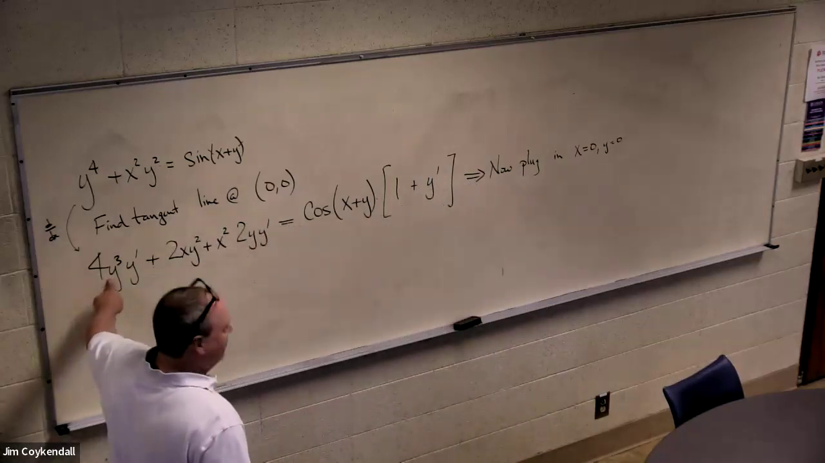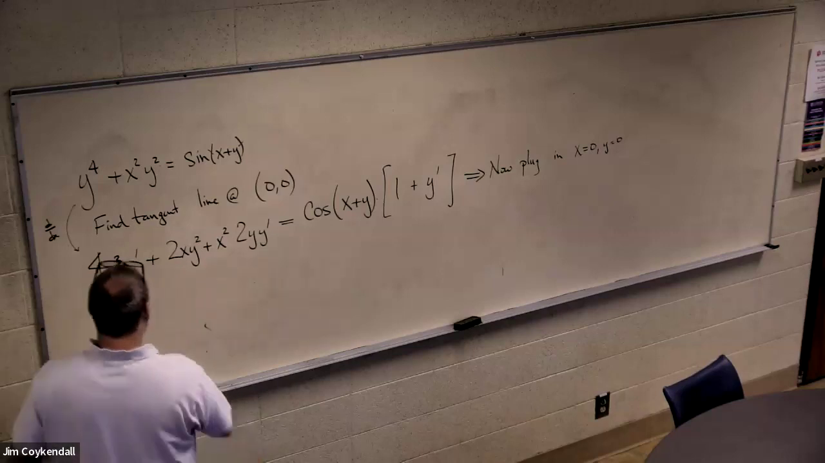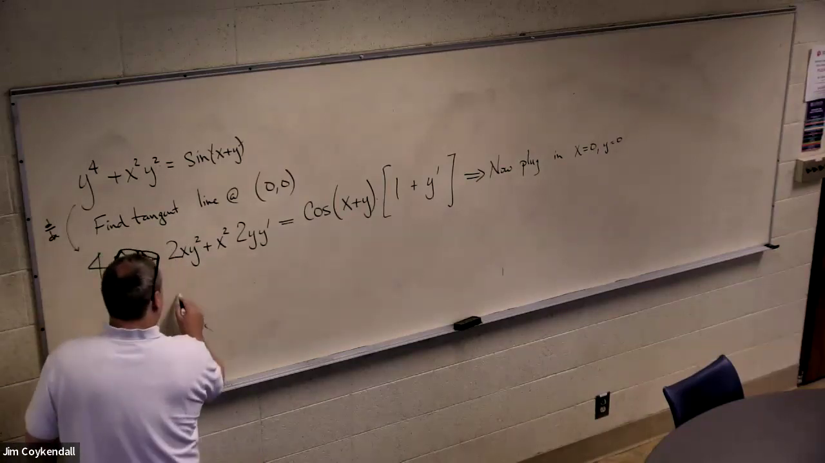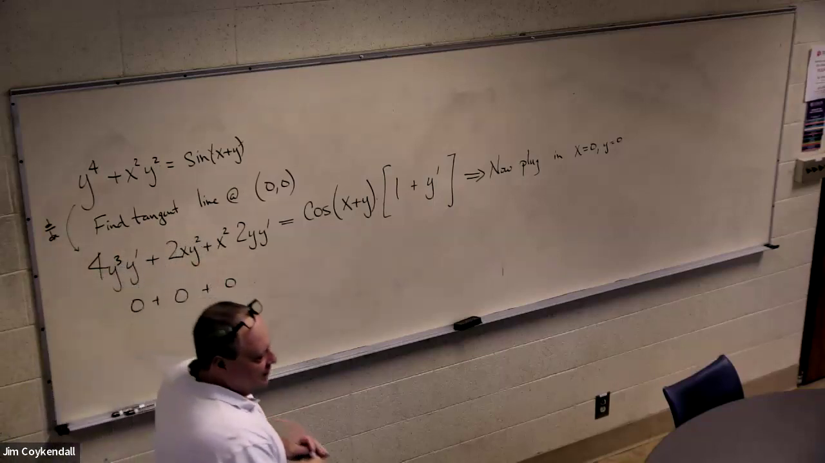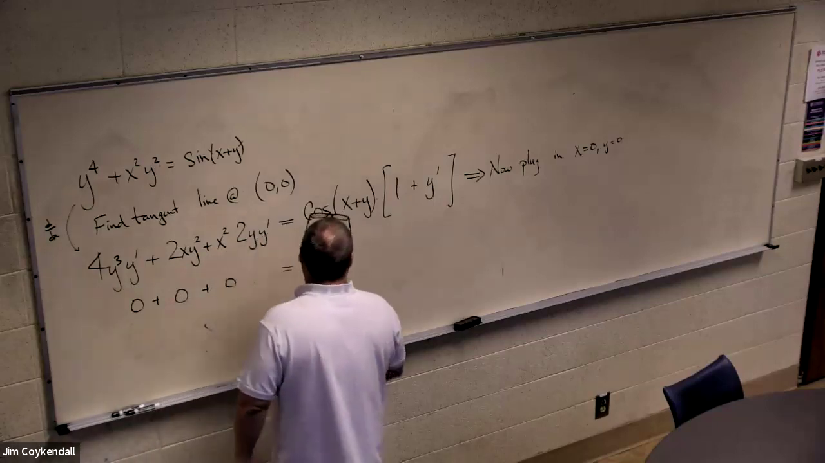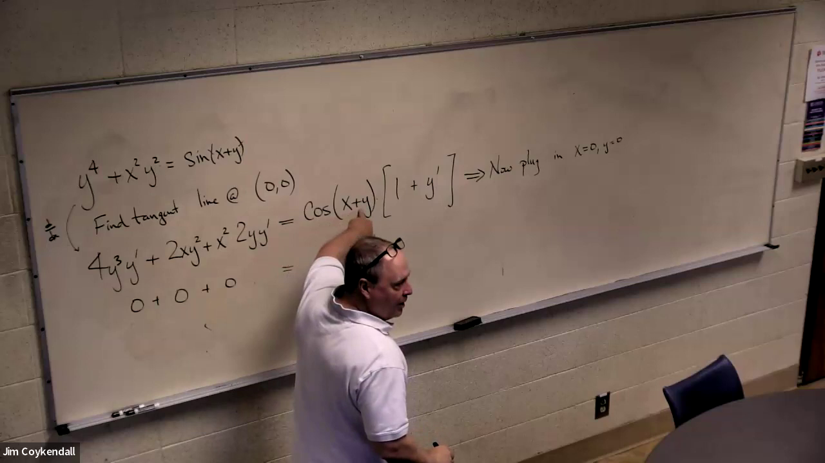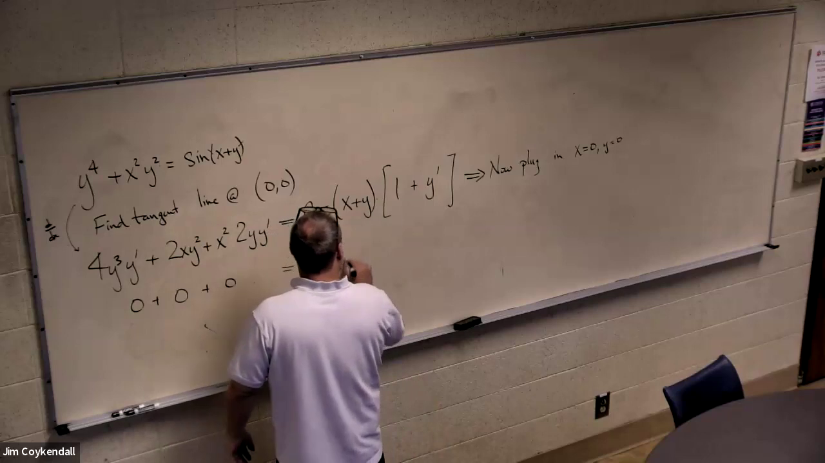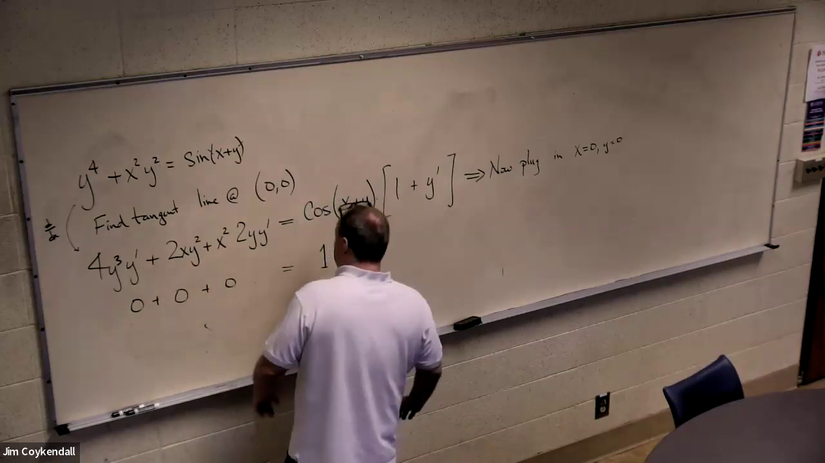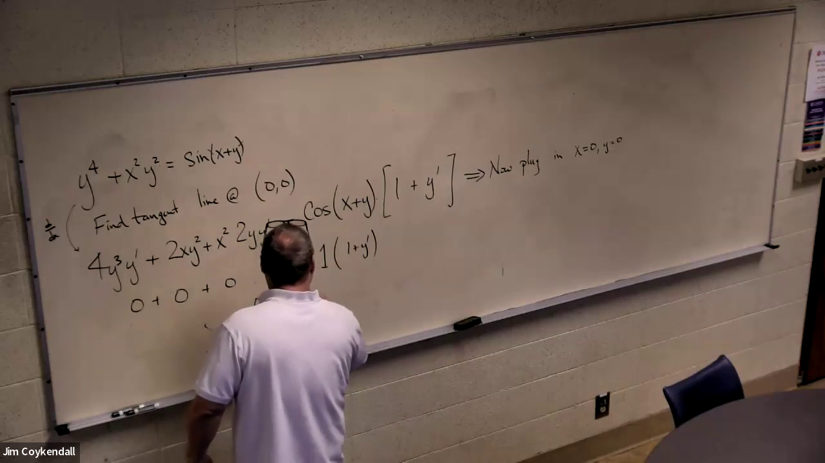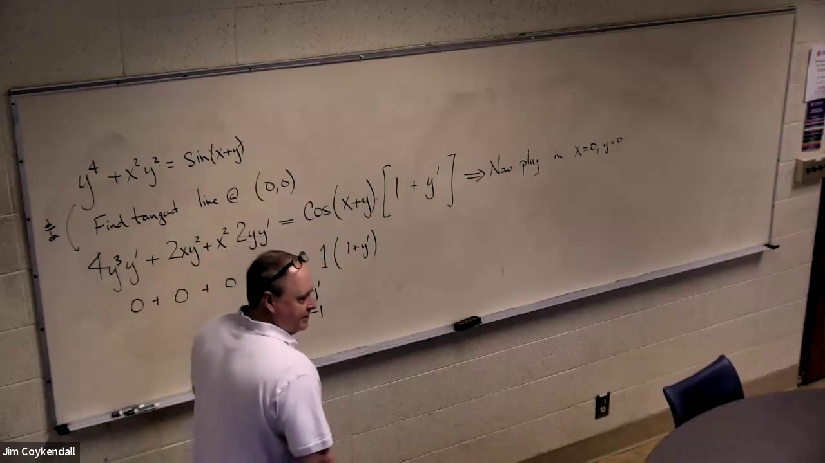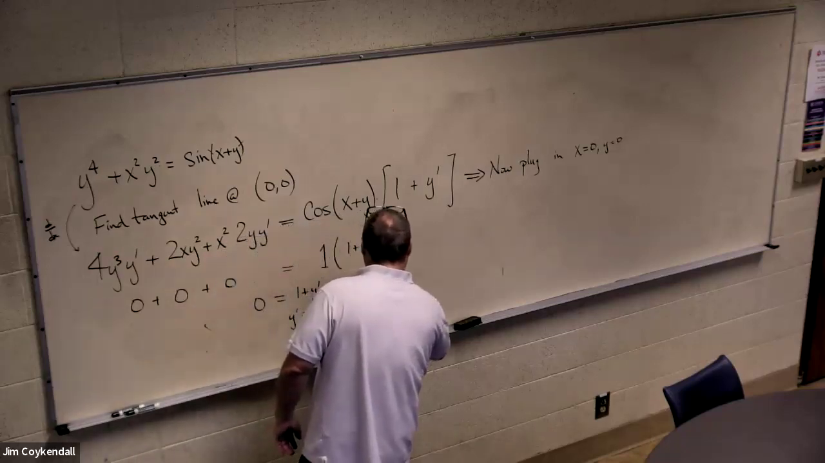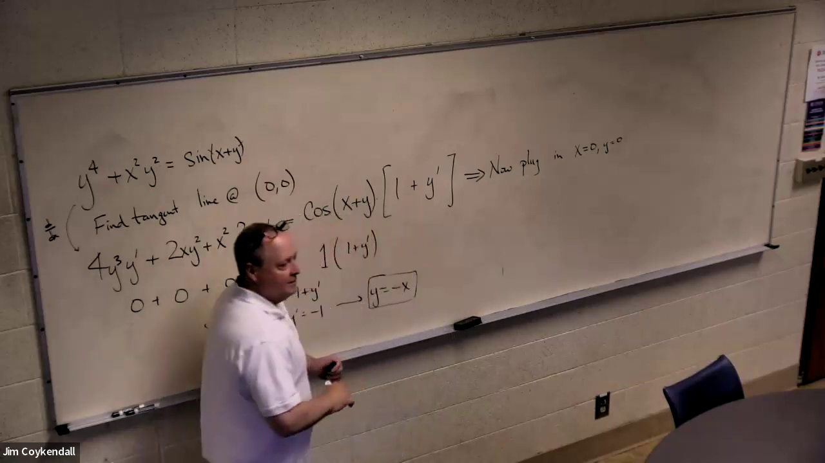What happens when you plug in y equals 0 right here? Gone. Gone. The whole left side is gone. Plug in x and y equal to 0 right here: cosine 0, which is 1. So what I get is 0 equals 1 plus y prime, or y prime is negative 1. So there you go. The tangent line is y equals minus x.